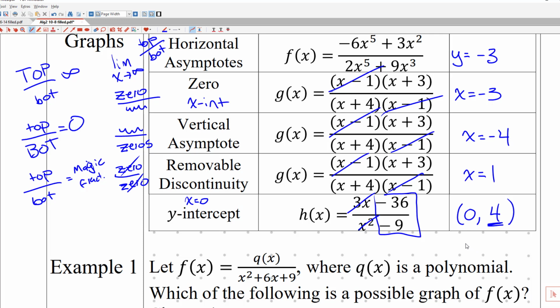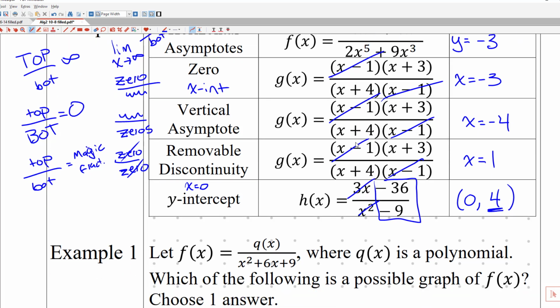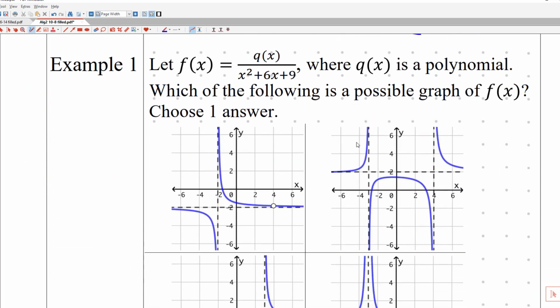Okay, so I know that was really fast, but we need to connect all of the stuff that we've been learning now to the graph, the picture representation of the algebra. So let's try some. Example 1.